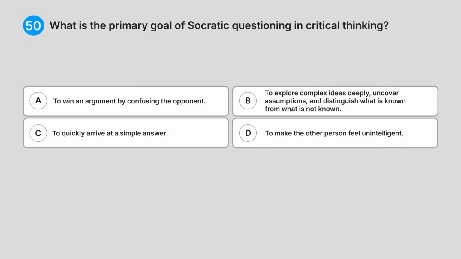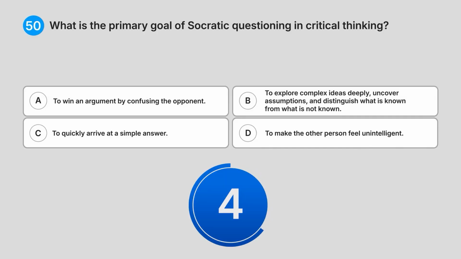What is the primary goal of Socratic questioning in critical thinking? A. To win an argument by confusing the opponent. B. To explore complex ideas deeply, uncover assumptions, and distinguish what is known from what is not known. C. To quickly arrive at a simple answer. D. To make the other person feel unintelligent. Can you guess the answer?